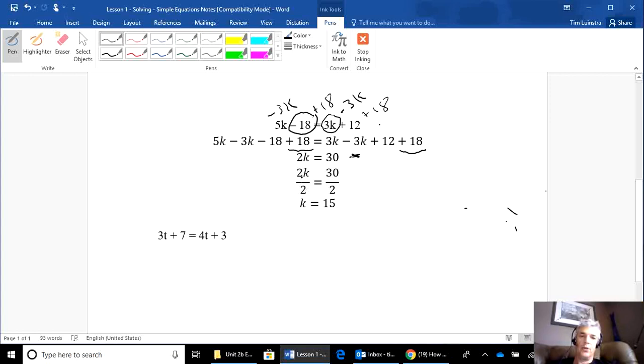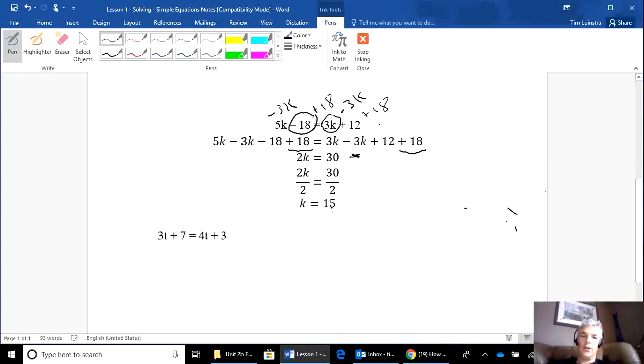And when we go 2 divided by 2, that leaves us with 1k, which we just write as k. Now, if I'm going to divide by 2 on this side of the equation, guess what? I have to also divide by 2 on this side of the equation. That's the golden rule of solving equations, 30 divided by 2. Now, what I've got is 15, and that is my answer.